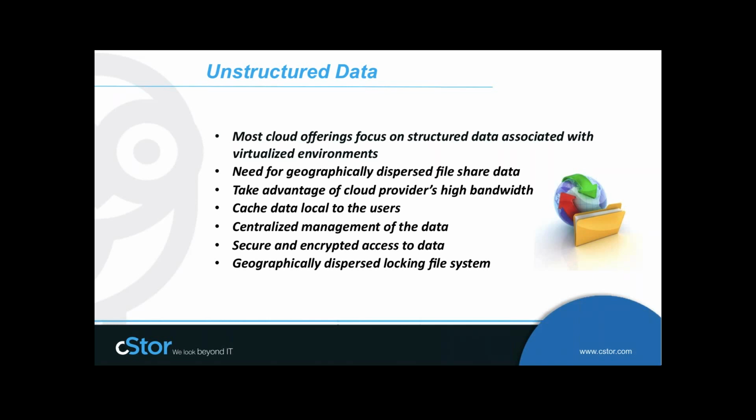And I believe that there's a pretty big need for geographically dispersed file share data, right? If you only have one site, it's pretty simple, right? You could put it all into a VM and just serve that data, or maybe your storage will do it natively. But if you have multiple data centers or multiple users around the world, how can you leverage cloud to make it a better environment for all the file shares and the unstructured data?